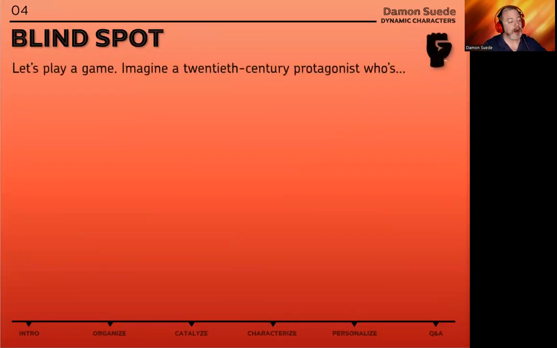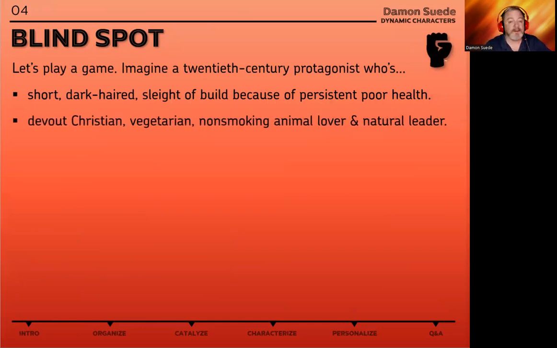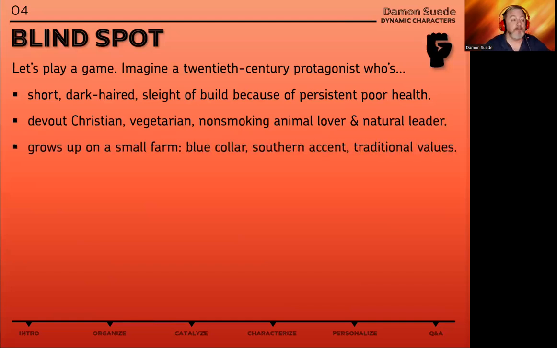I want to imagine that we're writing a 20th century protagonist, and this person is short. They're dark haired, they're slight of build because of pretty bad health as a child. This person grows up a devout Christian, they're vegetarian, a non-smoker, they love animals, and they're a natural leader. They're kind of a bossy boots in their life. This person grows up on a small farm. They grow up very blue collar with a Southern accent they keep for their whole life.